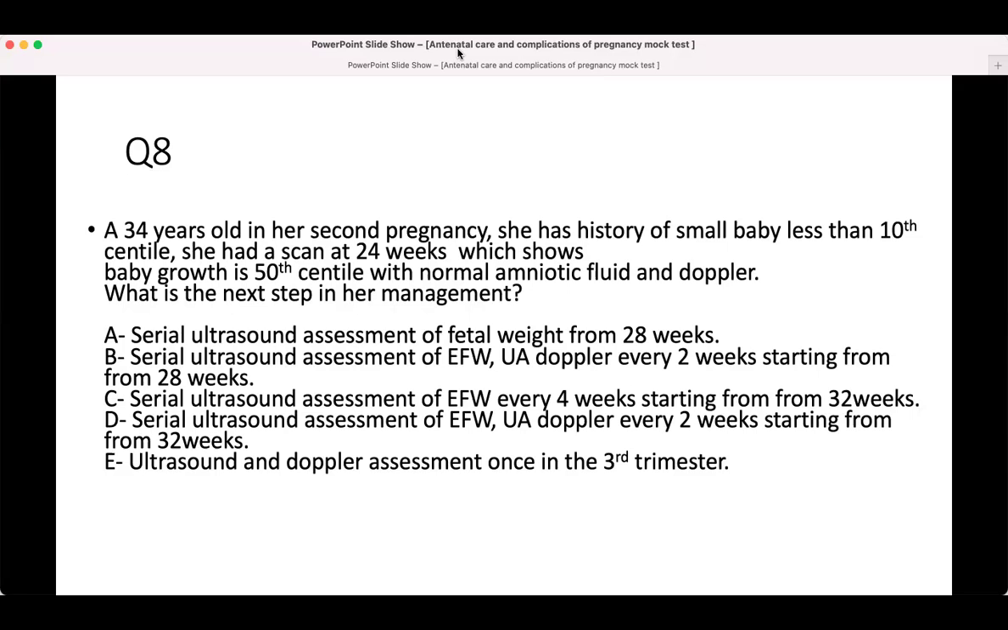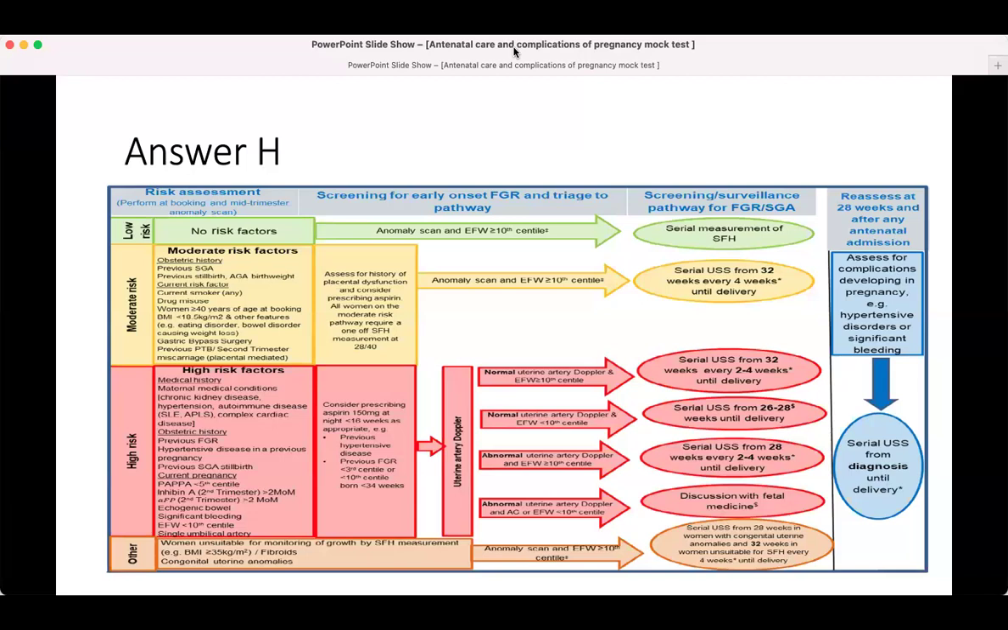Okay, so what does our algorithm say for a woman at moderate risk? Here we will find that moderate risk means in the obstetric history she had a previous small for gestational age baby, or a previous stillbirth where the baby was appropriate for age. The baby who died, unfortunately, was in the appropriate age group. So we have small for gestational age in our case. That's why we put her in the moderate risk group.